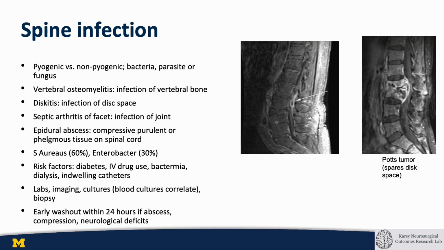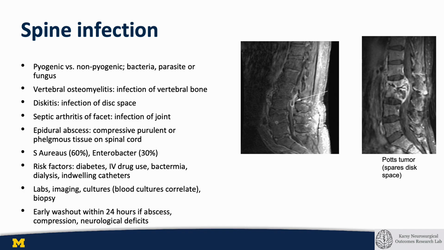Spine infections are important neurosurgical emergencies due to the significant potential for neurological deficits. These can be divided into pyogenic, bacterial type, and non-pyogenic types. Vertebral osteomyelitis describes infection of the bone. Discitis describes infection of the disc space. Septic arthritis describes infection of the joint. Bacteria are the most common cause, and typically patients have some risk factor: diabetes, immune compromise, IV drug use. They can certainly get it without any medical issues as well, but typically there is some sort of risk factor that can be asked about.